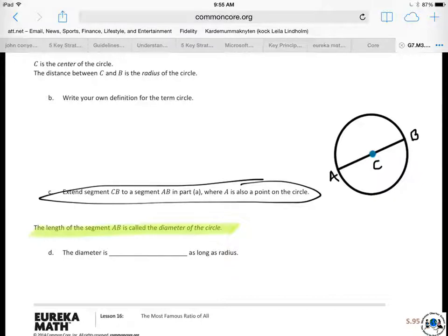Okay, now we have a new term, and again, these are terms. You know, diameter, radius. I know that you understand already, but diameter is that full length, that full segment across a circle, the face of a circle. Now the diameter is always twice as long as the radius. Okay, so the diameter is always twice as long as the radius.